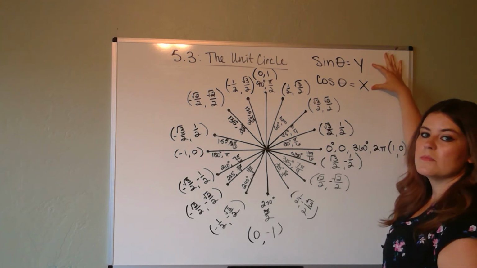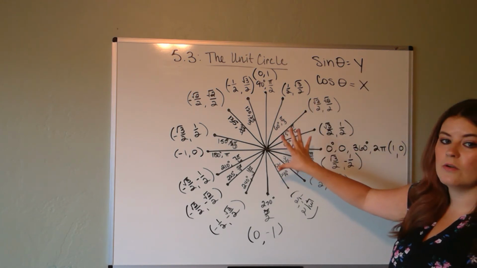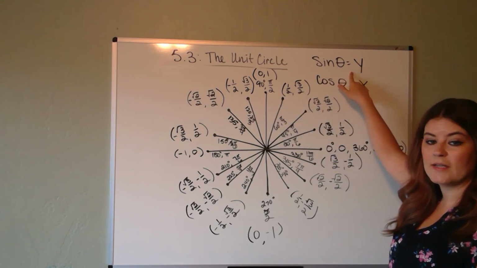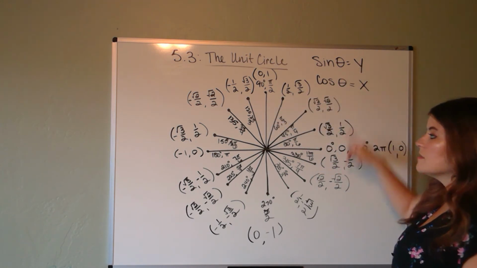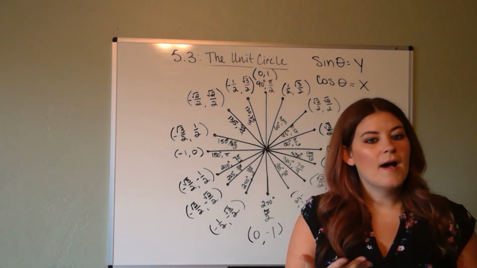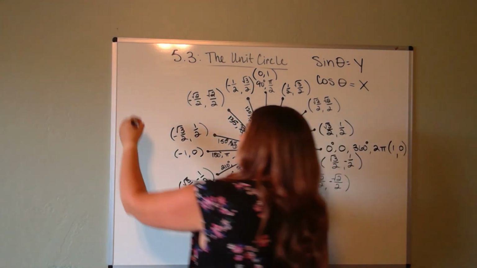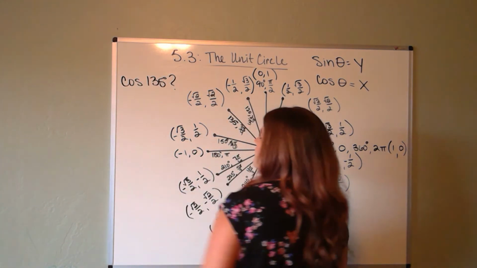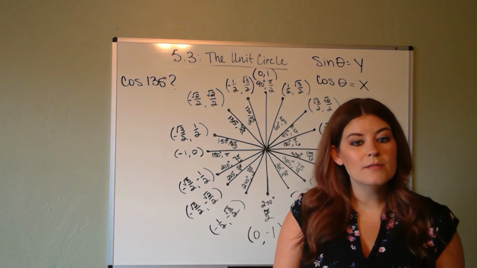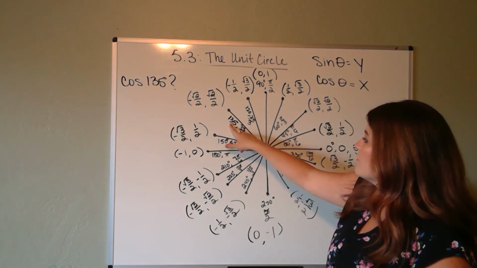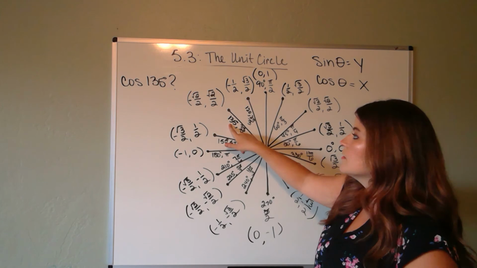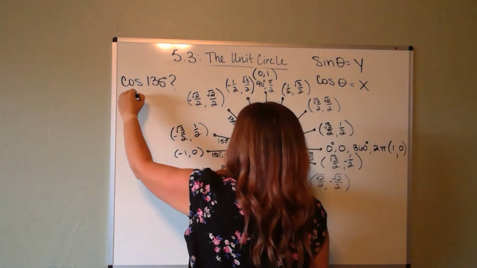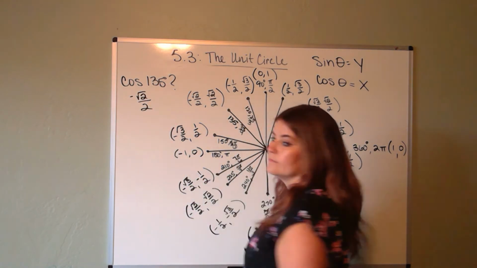This is something you need to remember. On the unit circle, the sine of the angle you're looking at is the y coordinate. The cosine is the x. So, for example, I ask you, what is the cosine of 135 degrees? You say, I don't know, let me consult my unit circle. I find 135 degrees. Cosine is x. Pull out the x coordinate. It's negative root 2 over 2. And it's that easy. I'm done.